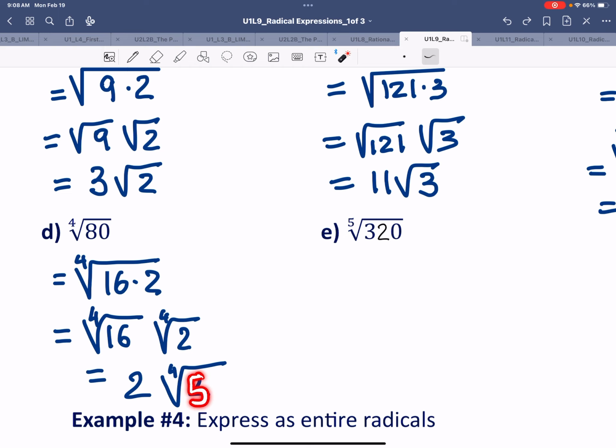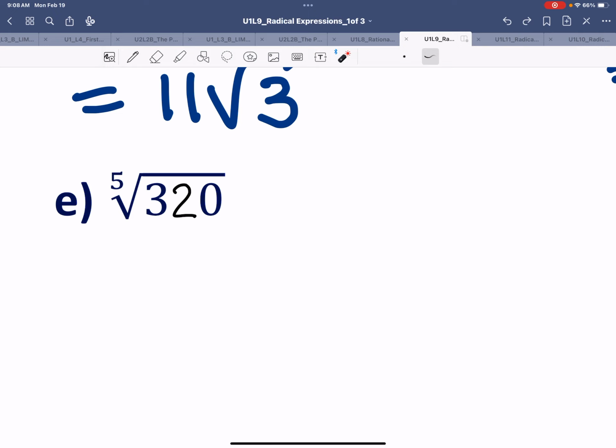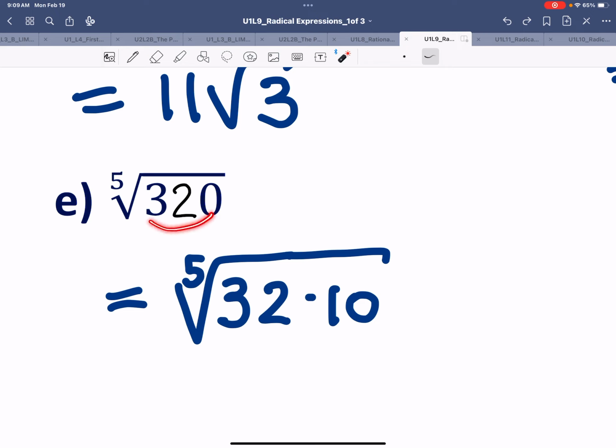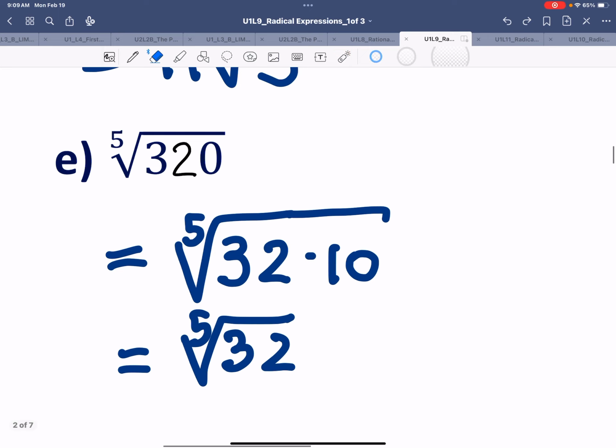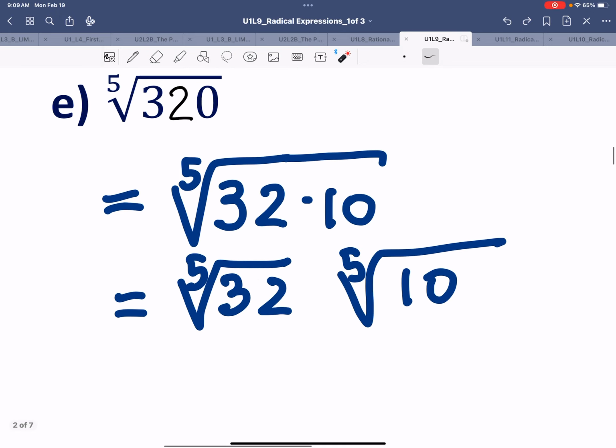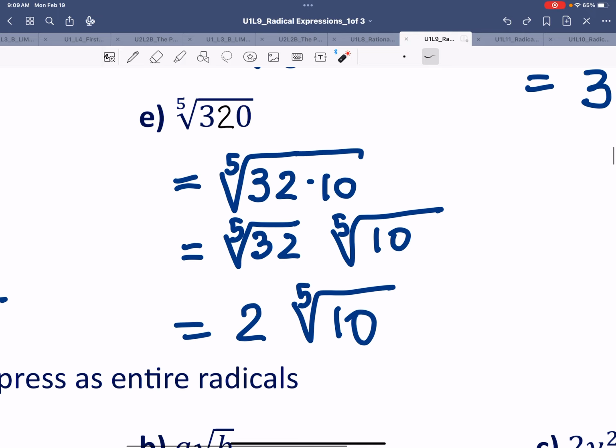We'll move on to our next example, which is the fifth root of 320. So now we're looking for the perfect powers of 5, right? So 2 to the power 5 is 32, and look no further because you can see that 32 is a factor of 320. So we'll break this down into 32 times 10. So 320 is 32 times 10, and now we'll apply the formula for the product of two radicals. So we have the fifth root of 32 times the fifth root of 10, and fifth root of 32 is 2 multiplied by the fifth root of 10.